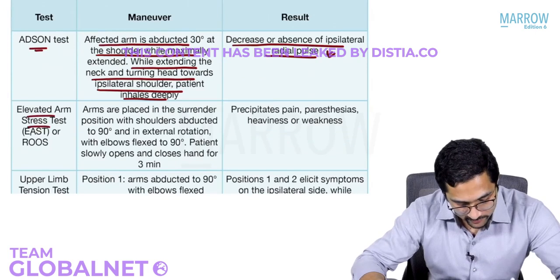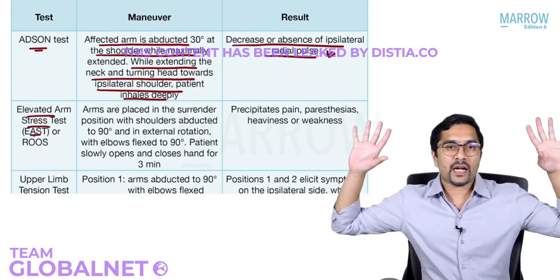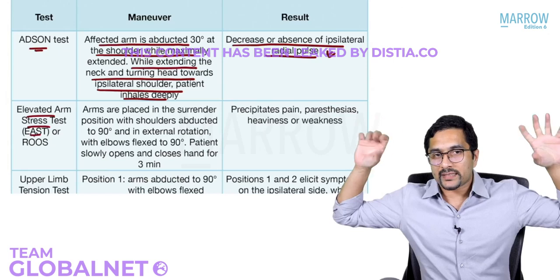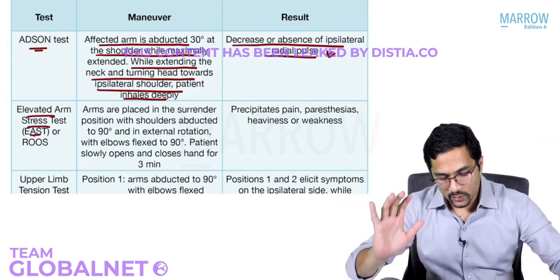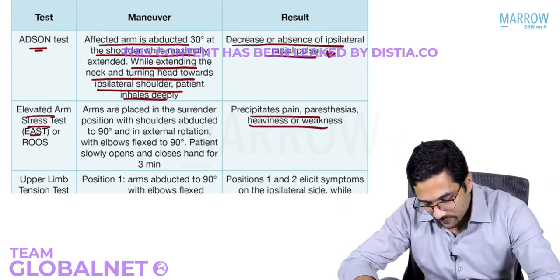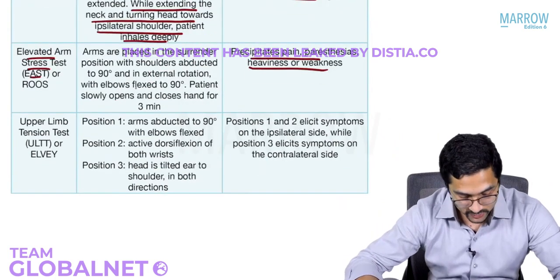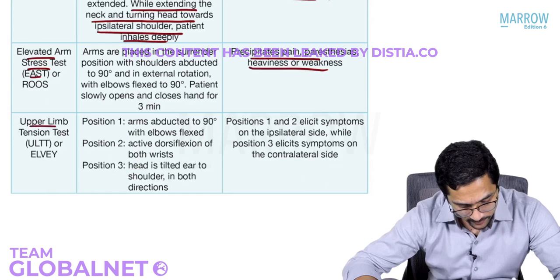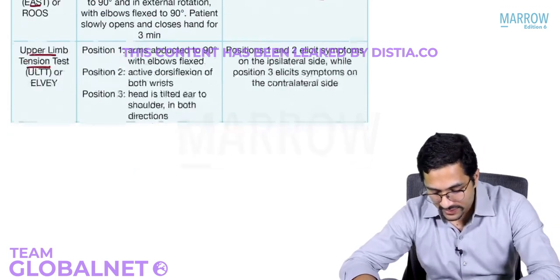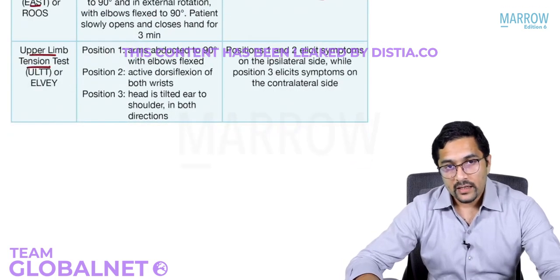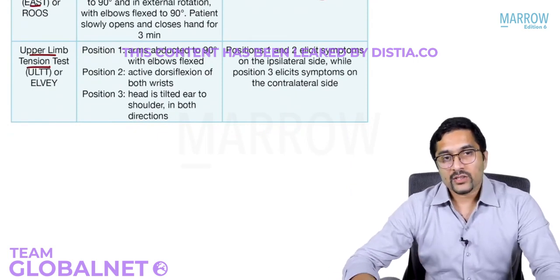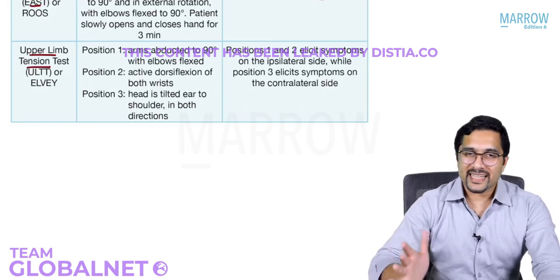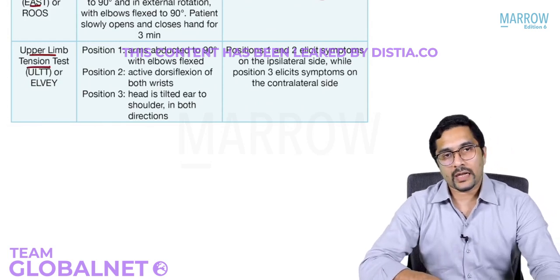The elevated arm test, the Roos test, is when the arms are abducted at 90 degrees and the patient keeps opening and closing their fists. If this precipitates pain, then the test is considered positive. Then the upper limb tension test, as well as the Wright's test, have also been demonstrated in the video. So let's see that video of the tests, and then let's talk about the management of thoracic outlet syndrome.